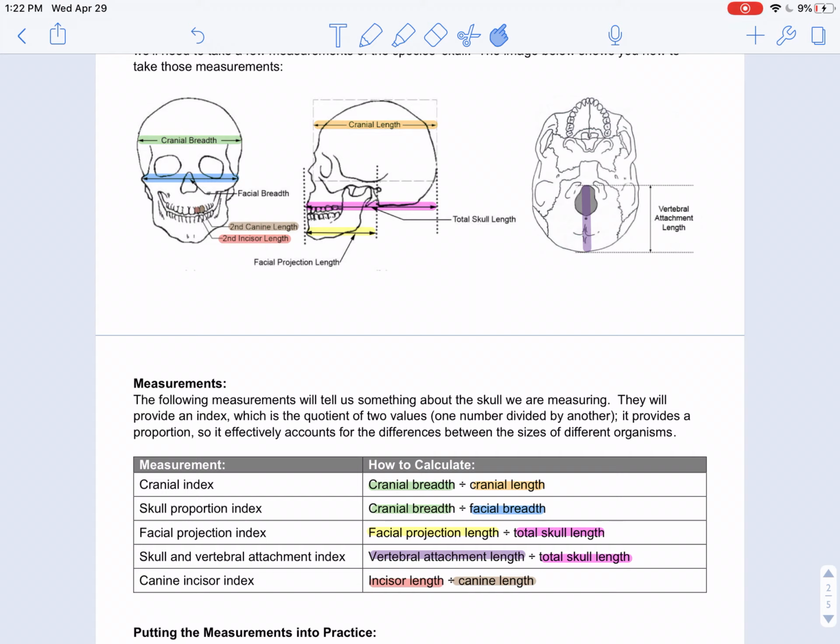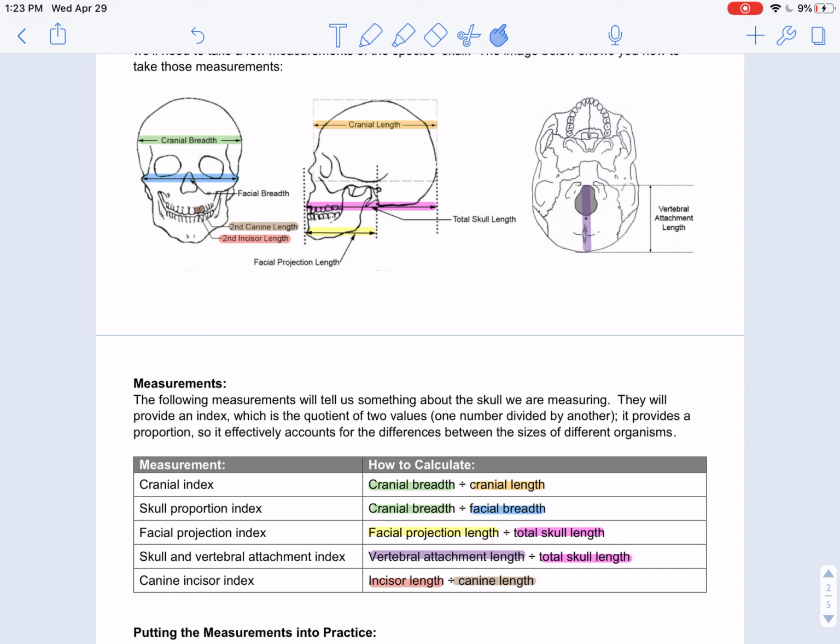The next one is the skull and vertebral attachment index. Now this one, which our book pages talked about extensively, is all about where the spine enters the skull. That purple line tells us how far from the back of the skull the spine enters. The longer that purple line is, the more toward the bottom of the skull the spine attaches. Imagine that purple line being much shorter. That would mean the spine attaches more toward the rear of the skull, and that teaches us a lot about how the organism moves.